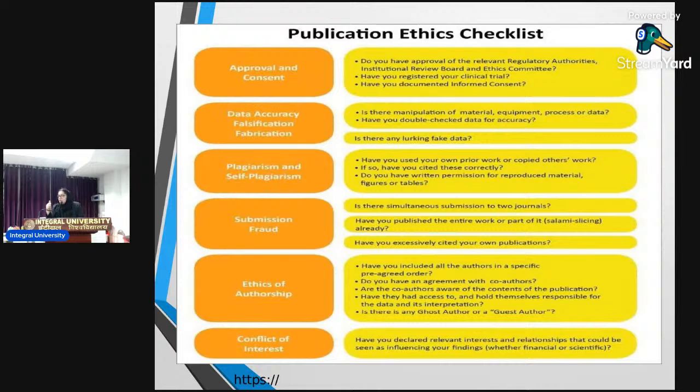There are a lot of tools which help you, a lot of AI based tools. Now with the advent of AI, we have a lot of guidelines which have been revised. I'll be talking about them in due course of the lectures, like how we have to responsibly use AI, if at all we want to use AI in our research, right? So plagiarism and self-plagiarism is also a big no-no. Have you used your own prior work or copied others' work?